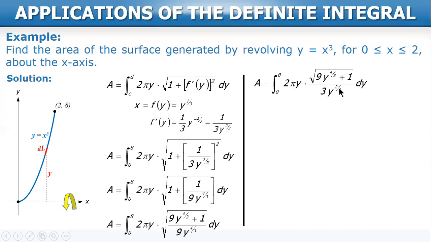1 is greater than 2/3. You subtract. Na sobra na 1/3 sa numerator. And you have this. No? 2/3 pi y raised to 1/3.